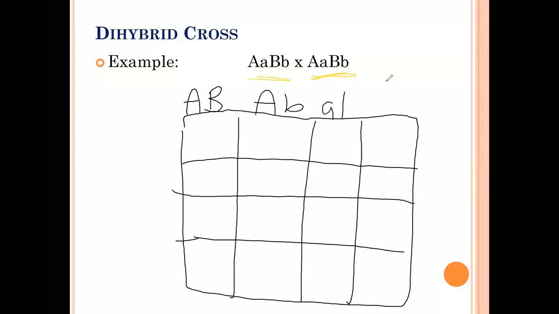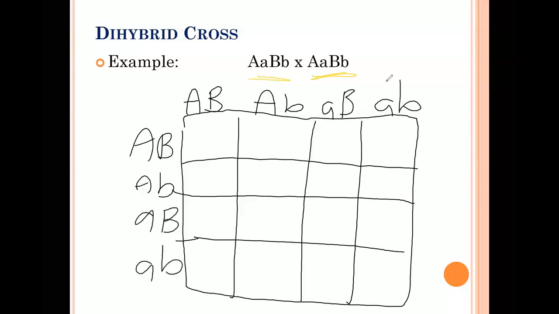Little a, big B, little a, little b. Do you see how those are all different combinations of A and B that could be sorted into the gametes of this parent? Then I do parent 2. Well, parent 2 is the exact same genotype, so the gamete options are going to be the exact same as the other parent. So I'm going to do it like that.